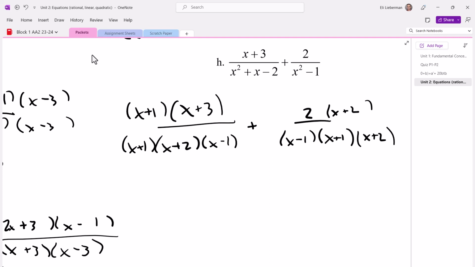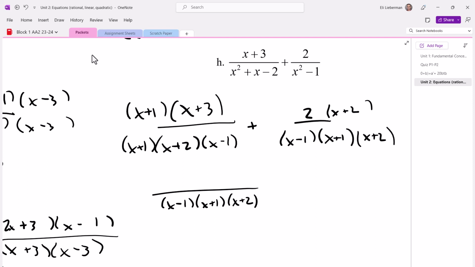Does it matter that they're not in the same order? What property says it doesn't matter? Commutative property. Also, a little bit of the associative property. So put them both together and couldn't care less what order they're in, as long as they're the same: x minus 1 times x plus 1 times x plus 2.